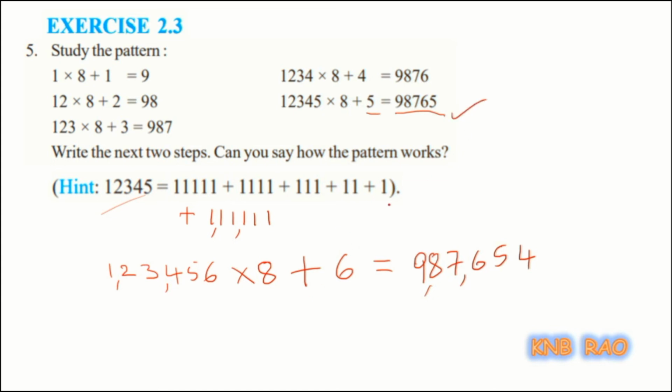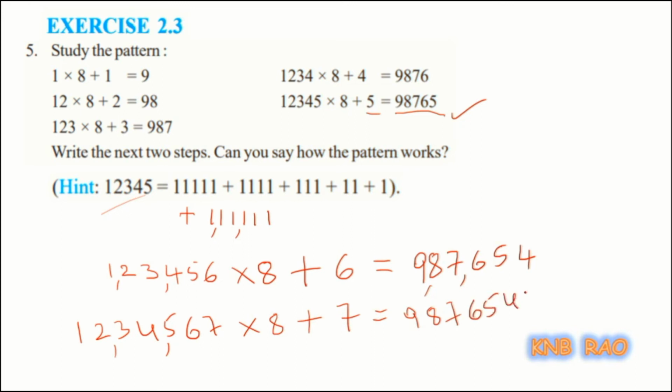Next to this, you can straight away write 1, 2, 3, 4, 5, 6, 7. How do you read this? It is 12,34,567 multiplied by 8, then to that product 7 added gives 98,76,543. So, these are the next 2 steps. Now, can we go for seeing what is the logic behind this pattern? Let us look into that.